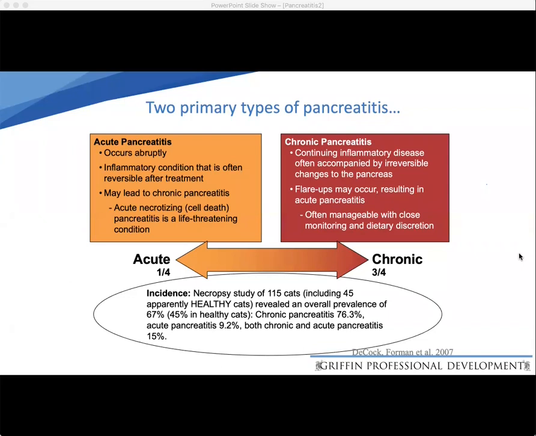Just for interest, this was a study in cats, but I still think it's relevant. A necropsy study of 115 cats, including 45 apparently healthy cats, revealed an overall prevalence of 67%, of which 45% were in healthy cats, with chronic pancreatitis at 76.3% and acute pancreatitis at 9.2%, and the presence of both chronic and acute pancreatitis in 15%. So this study nicely shows the high prevalence of pancreatitis and that it is possible to have pancreatitis even in apparently healthy animals. Other cadaver studies have been done in dogs which show similar information.